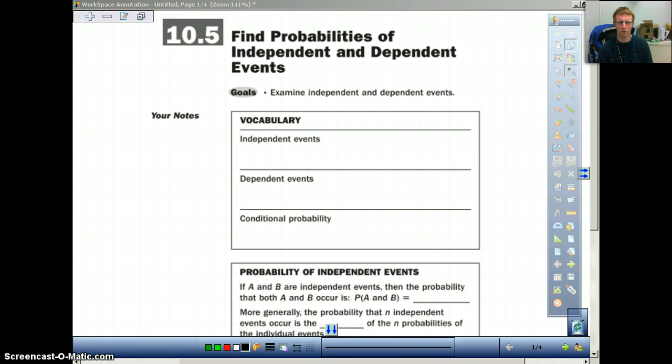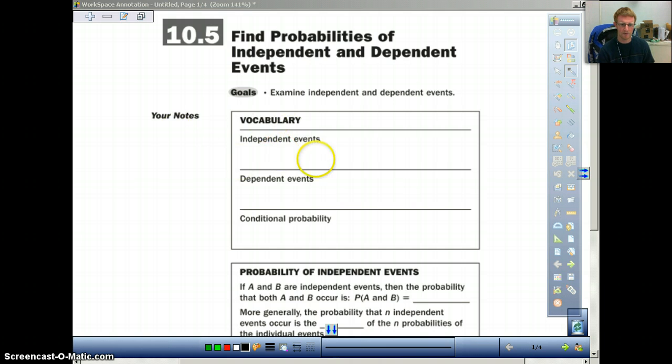We've done a lot with playing cards and what you draw, like what's the probability of getting a king, or what's the probability of getting a king and a diamond, but only taking one card. What this section is going to be more about is what's the probability that our first card is this, and then what's the probability of the second card being this. So it just takes it to the next level.